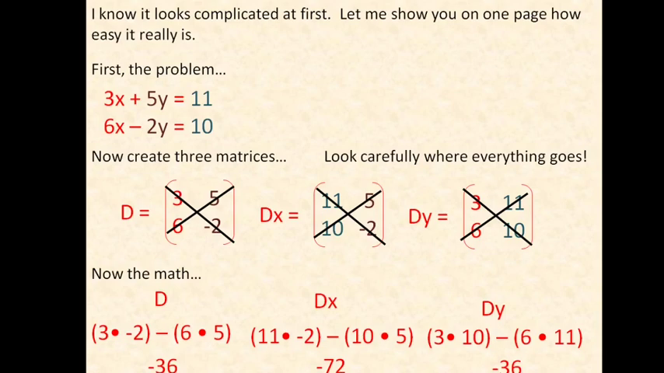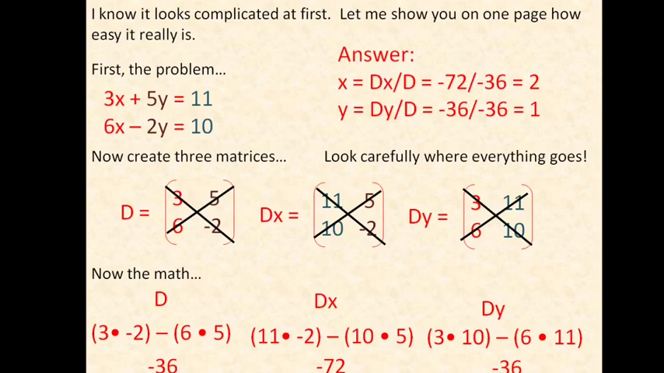After calculating the values of D, dx and dy, you can finally use Cramer's rule to find your answer. For x, it is dx upon D, that is minus 72 upon minus 36, which will give you 2. For y, it is dy upon D, minus 36 upon minus 36, which will give you 1. So this is the entire process which you can follow to solve any linear equations by using Cramer's rule.